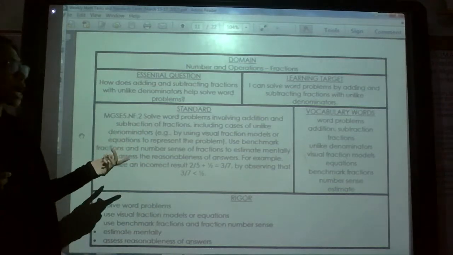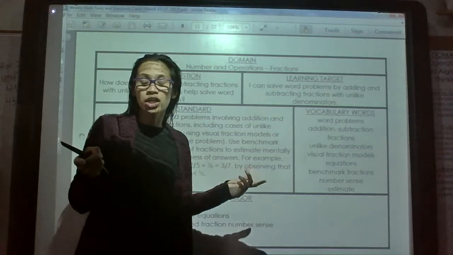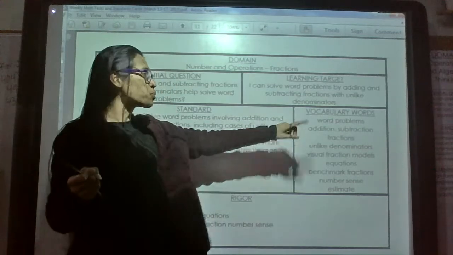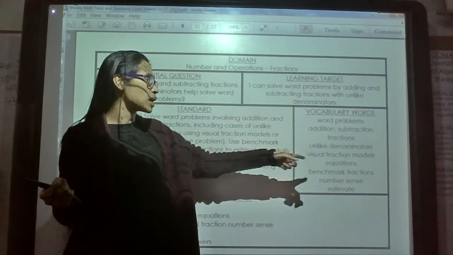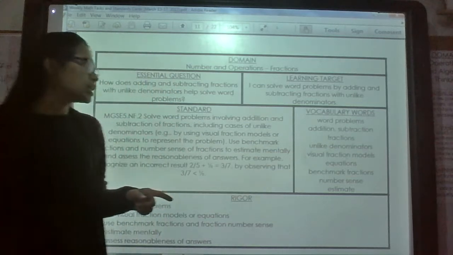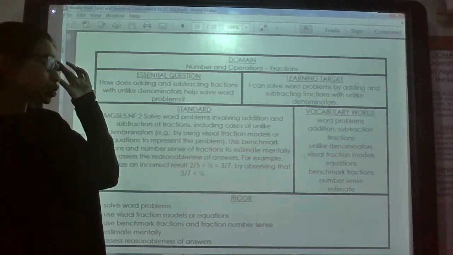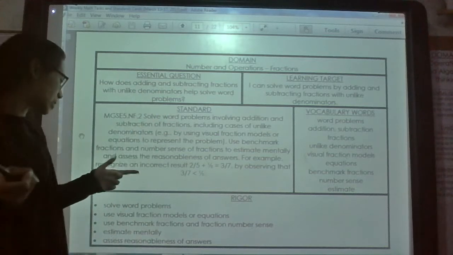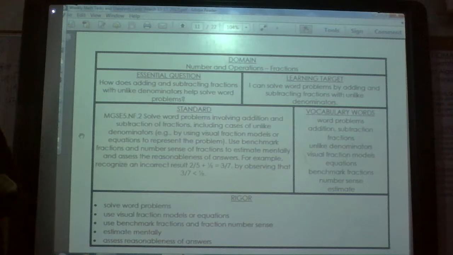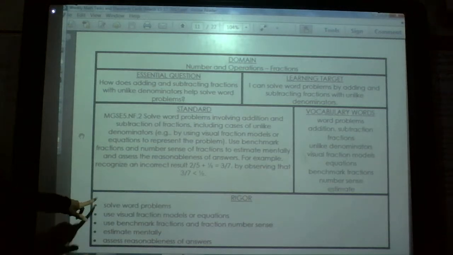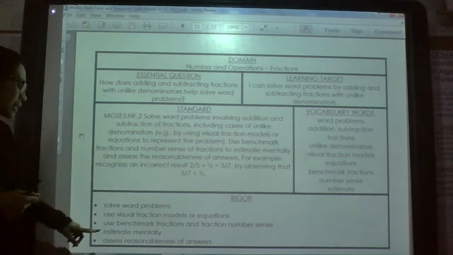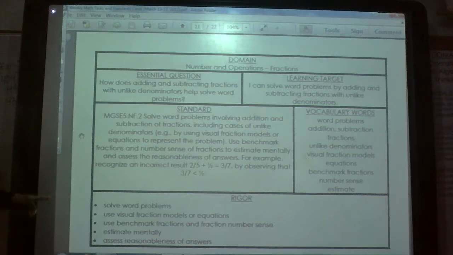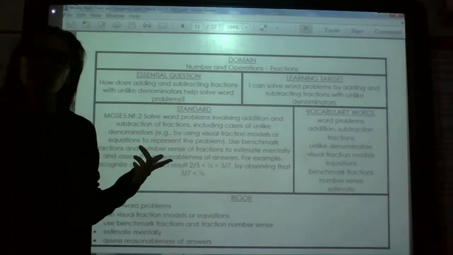We do have some vocabulary words. You should know these words. Read them with me. Word problems, addition, subtraction, fractions, unlike denominators, visual fraction models, equations, benchmark fractions, number sense, and estimate. And our challenge for this task is to solve word problems, use visual fraction models or equations, use benchmark fractions and fraction number sense, estimate mentally, and assess reasonableness of answers.